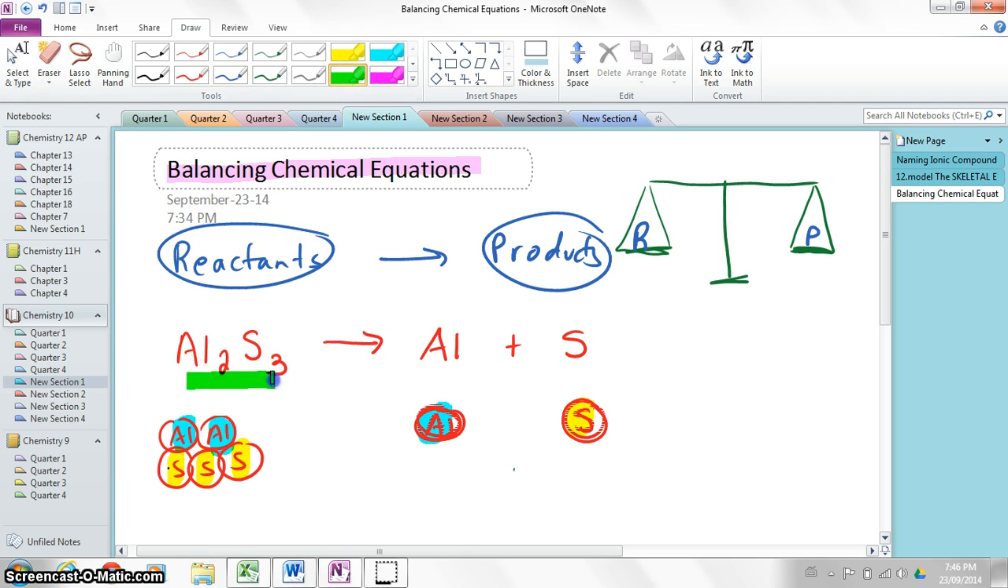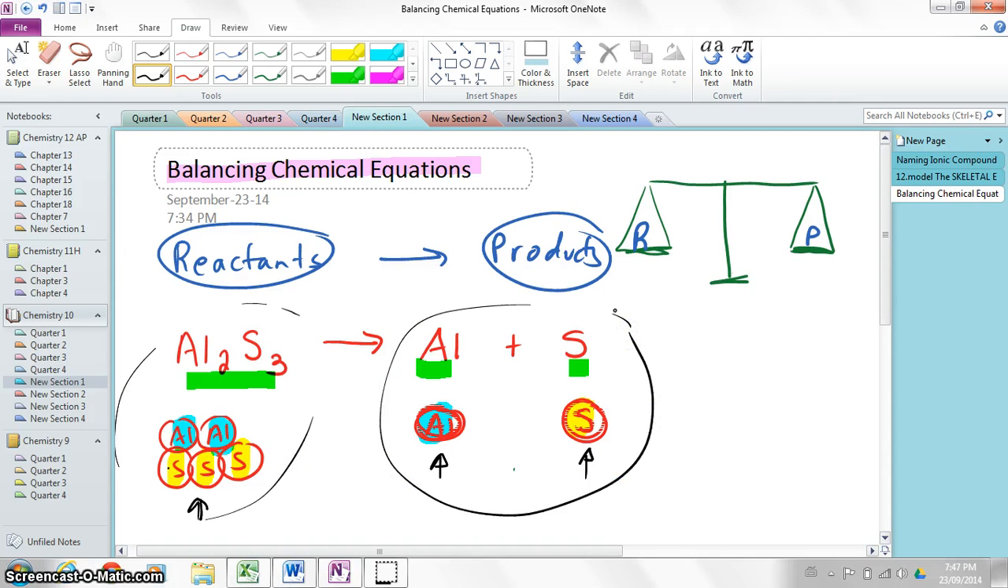We've got Al2S3, and let's say that splits apart spontaneously to form aluminum and sulfur. So here I've just sketched out a molecule of Al2S3, so you can see I have two blue aluminums and three sulfur atoms attached together to make one molecule of Al2S3. And it splits apart to form one aluminum atom and one sulfur atom. So we know that there's no way the mass of the reactants can equal the mass of the products because we don't have the same number of each type of atom on both sides of the equation.